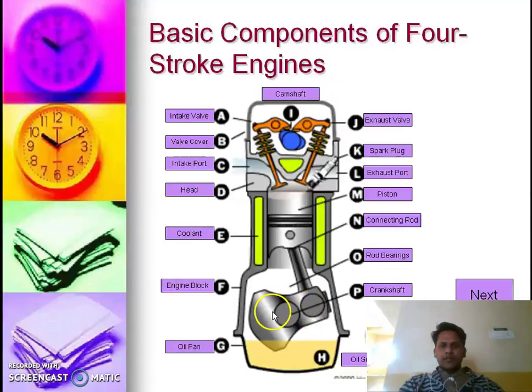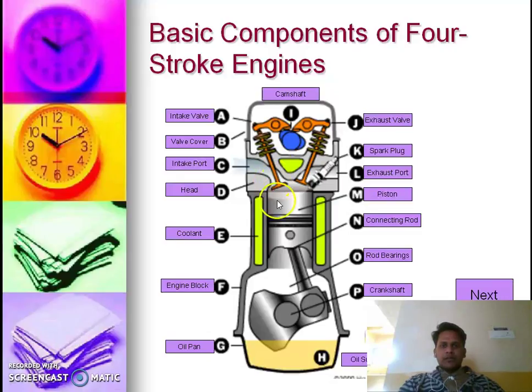This is a crankshaft, and this is a connecting rod, and this is called the piston. Piston and connecting rod are connected with a connecting pin, and the crankshaft and the connecting rod are connected with a crank pin. This is the outside cylinder in which the piston moves up and downward. It is a spark plug.